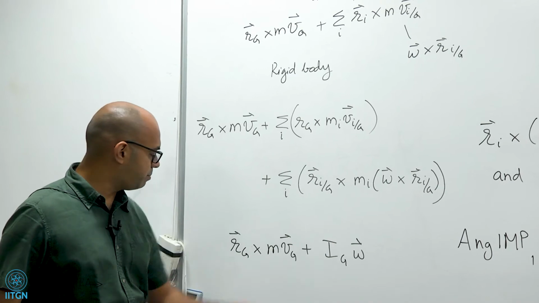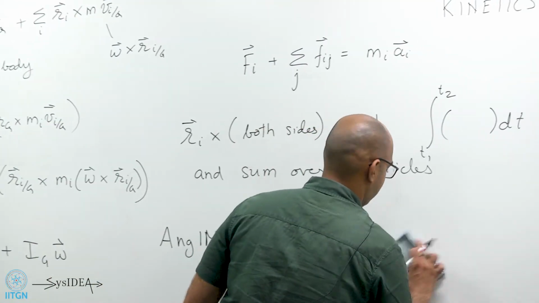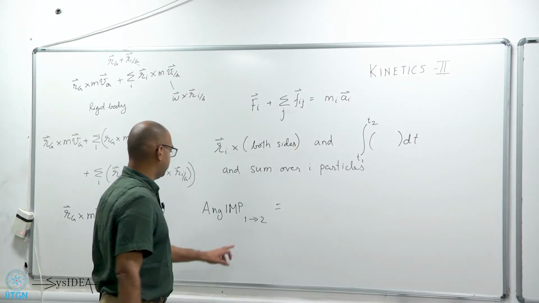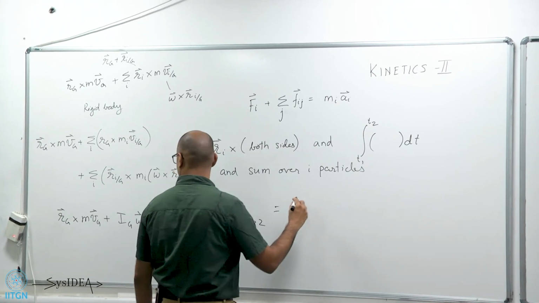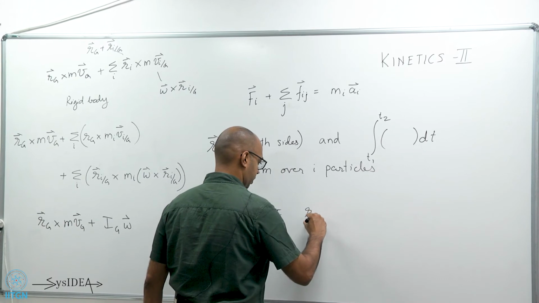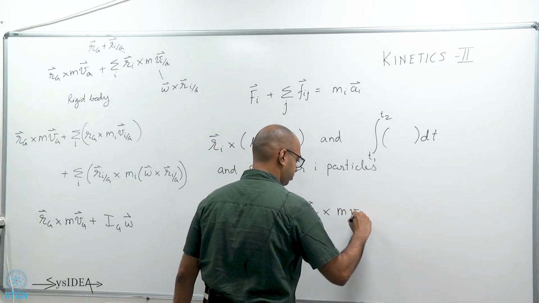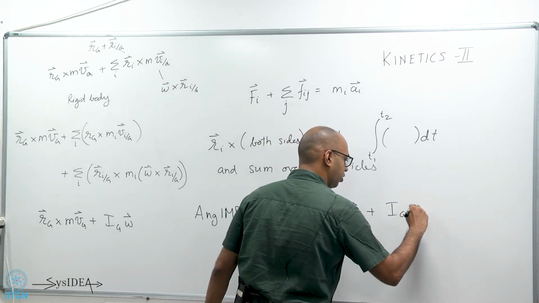So let's put this back in that original equation, and what we get is angular impulse in going from time instant 1 to 2 due to all external forces is equal to Rg cross mVg plus Ig omega.